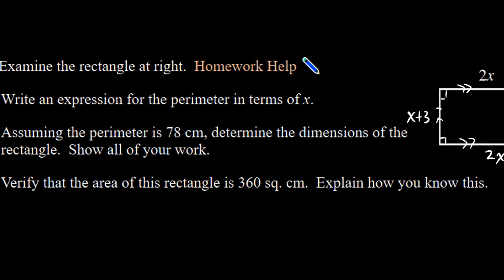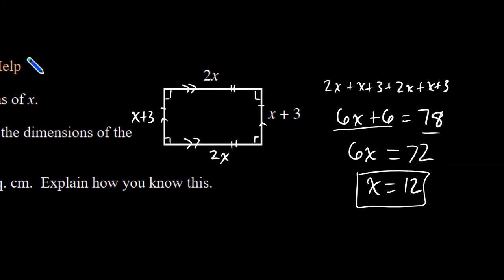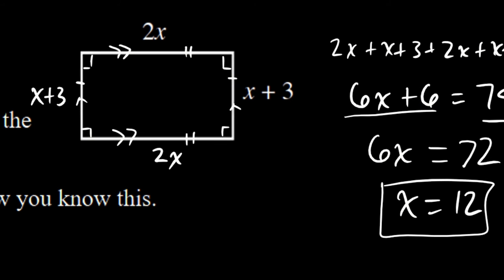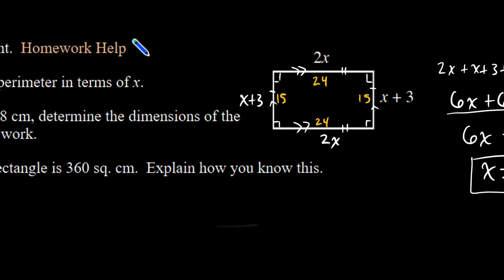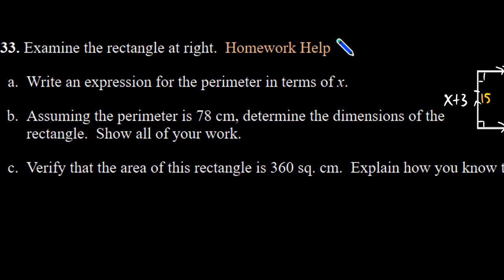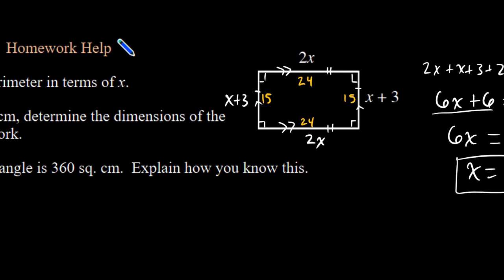It says, determine the dimensions of the rectangle. So if x is 12, that means that my rectangle has to be 24. That's just twice 12. 24 is that dimension, right? This is 24 also. And the other 12 plus 3, this has to be 15. And this has to be 15. So there we go, 24 by 15. And then finally, verify the area of this rectangle is 360 square centimeters. Explain how you know this.